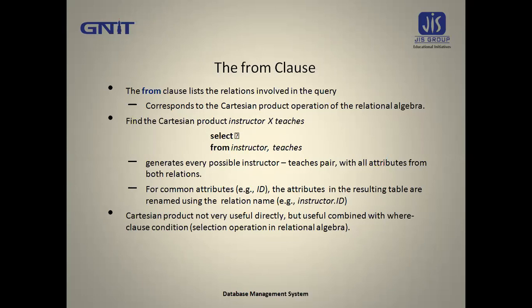Okay. And if there are any common attributes, then the attributes in the resulting table will be renamed using the relation name. Like we know that in instructor and teachers, in both cases, we have one common attribute, ID. So in the resultant table, we will have two attributes, one named instructor.id, another named teachers.id. Those who have forgotten Cartesian product, please refer to the previous lecture.